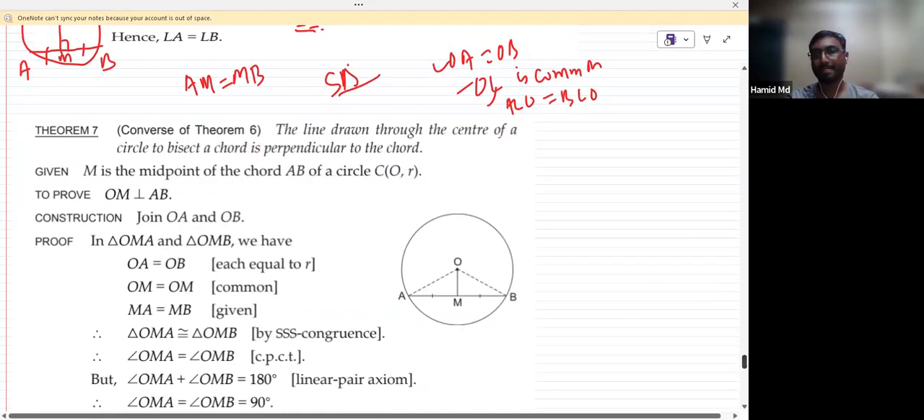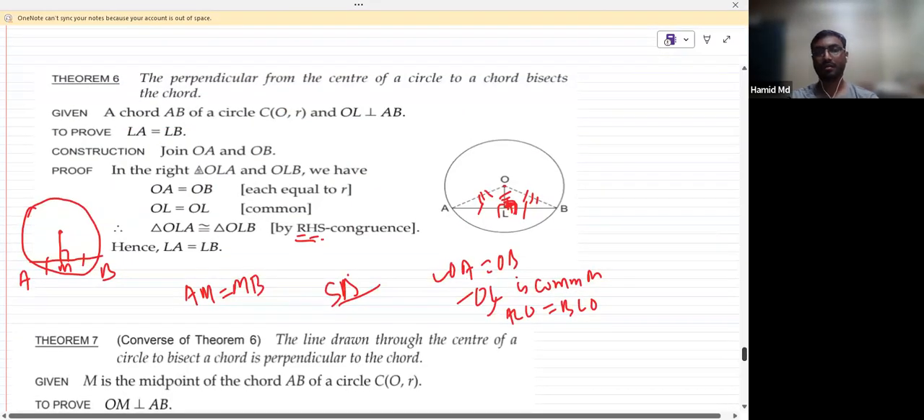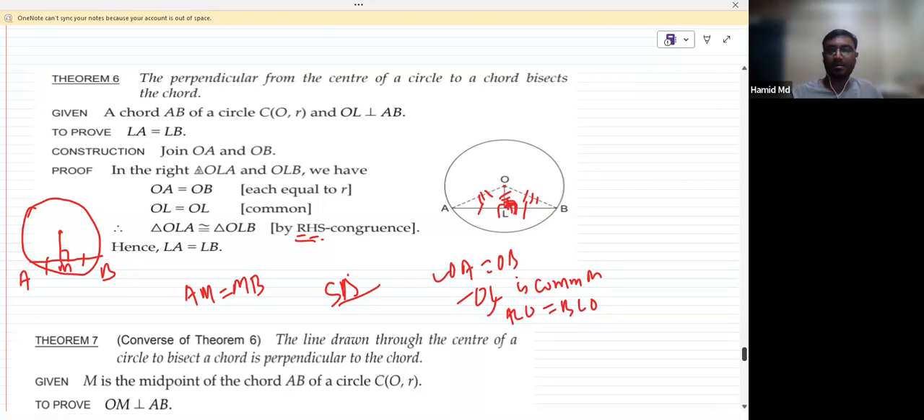I didn't write theorem 6. Can I write it down? Is it visible? Yes. I finished, sir. Okay, so the next will be its opposite.